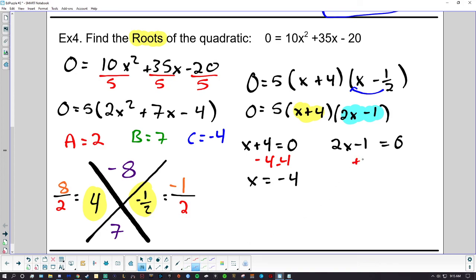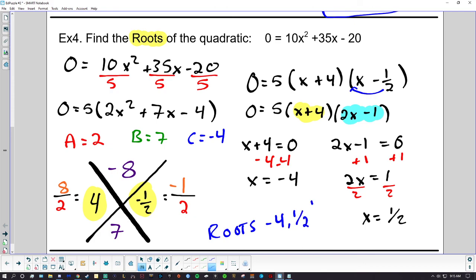On the right side, I'll add 1, giving me 2x equals 1. And I'm dividing both sides by 2. And I get x equals 1/2. So those are my roots. You should have said your roots are at -4 and 1/2.